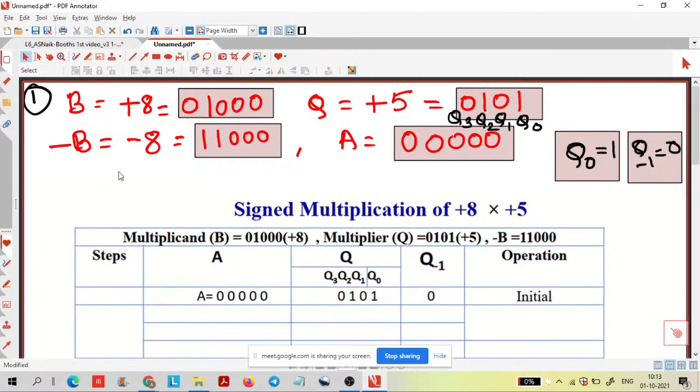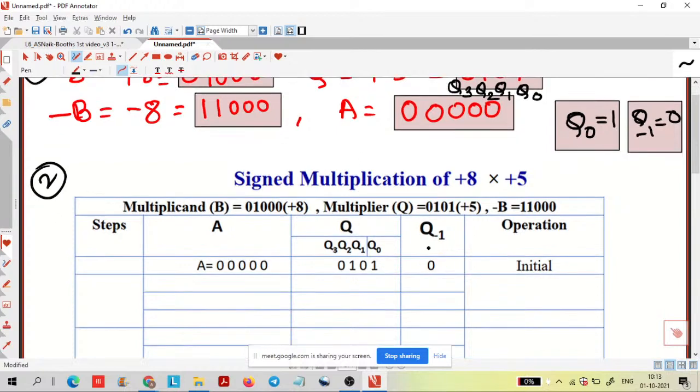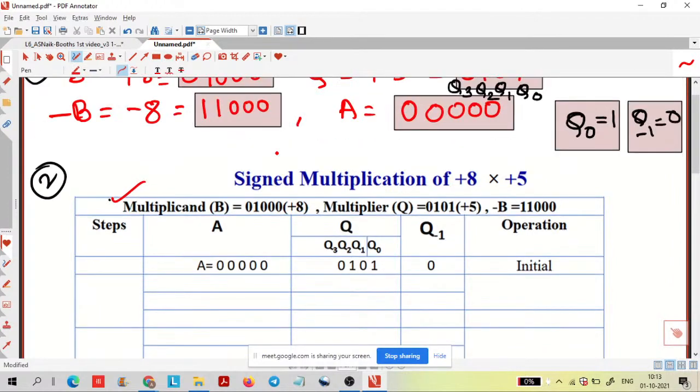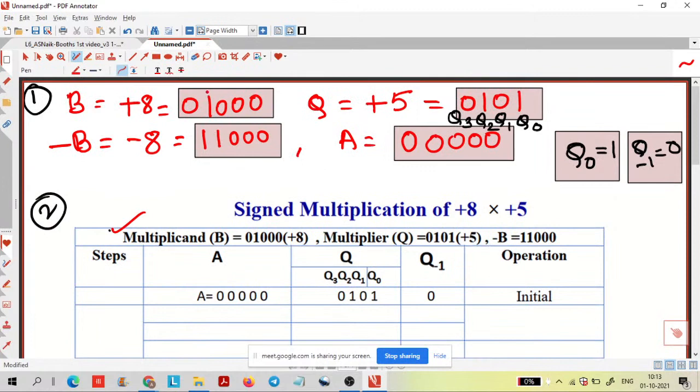While solving, the first step, initialization, is done. Then next, what you have to do? You have to write a table in this form. You are specifying the multiplicand value, the b value. Where is this b value? What we took from above, 01000. The multiplier value, then minus b value 11000.